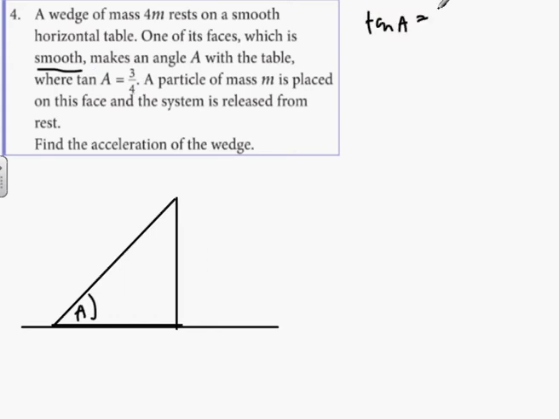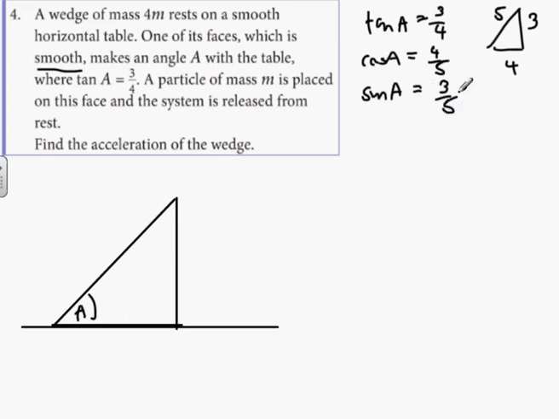3/4. So remember, 3/4 is opposite over adjacent. Do Pythagoras' theorem to get to 5, and now you know that cos A is 4/5, and sin A is 3/5. Okay, so you've used that piece of information. A particle of mass m is placed on its face, and the system is released from rest. Find the acceleration of the wedge.